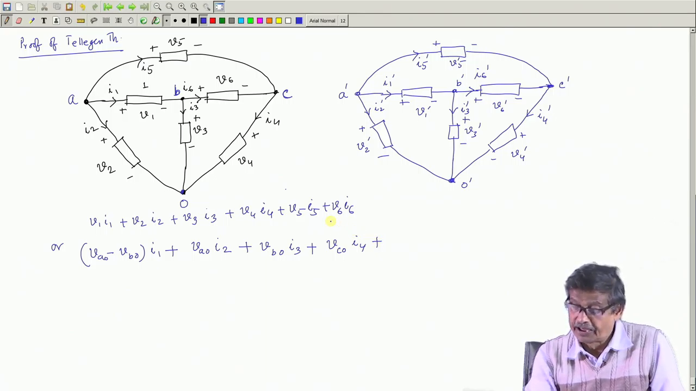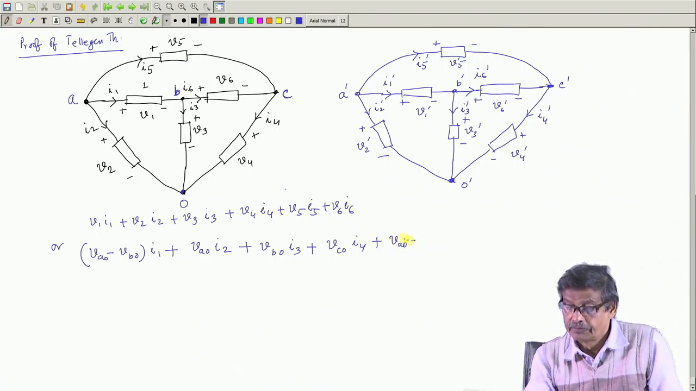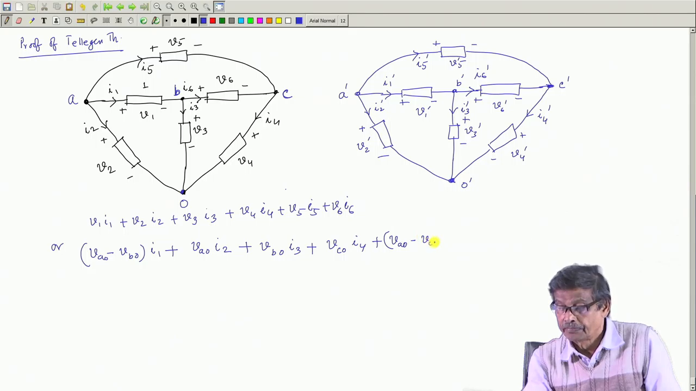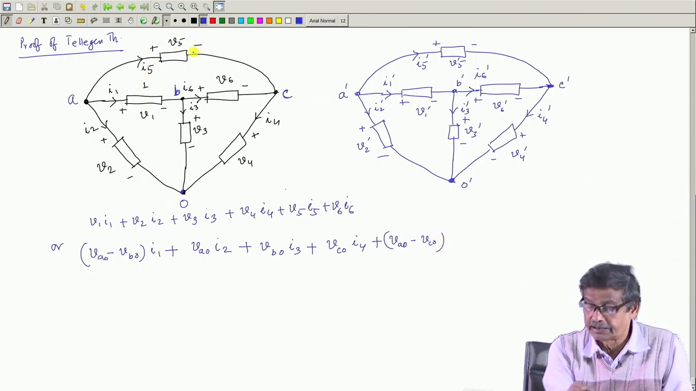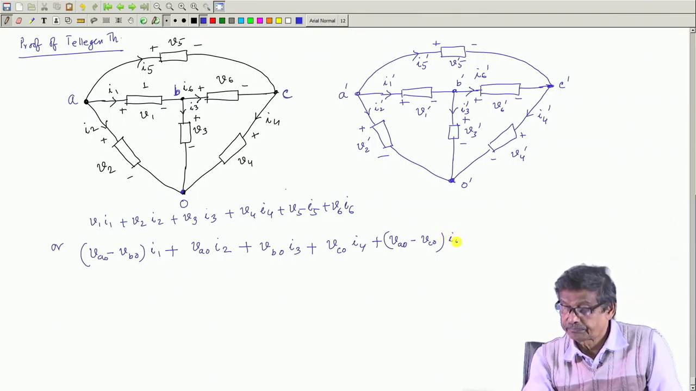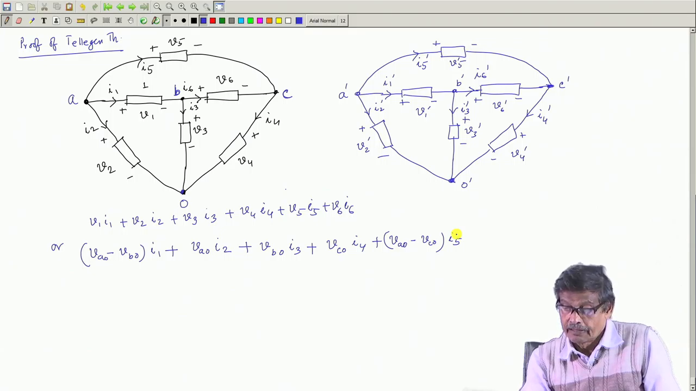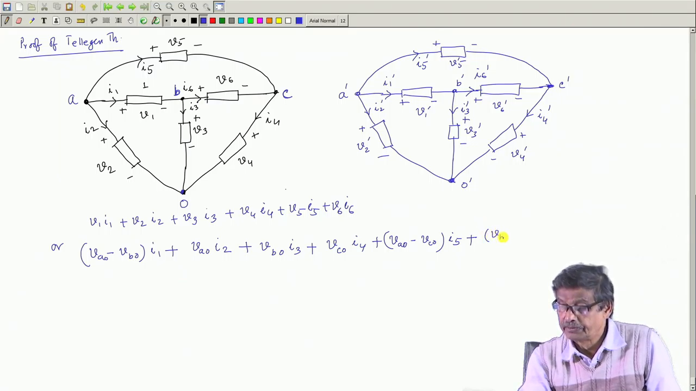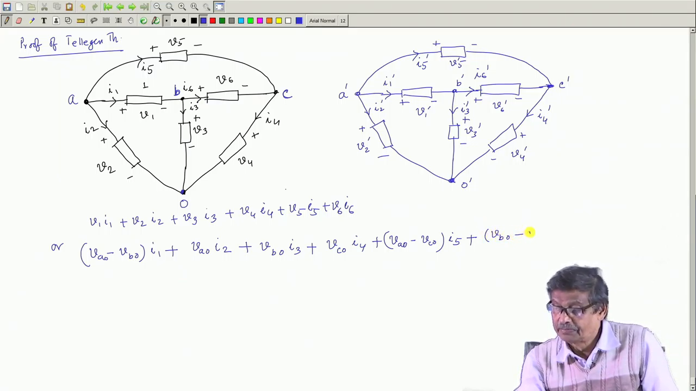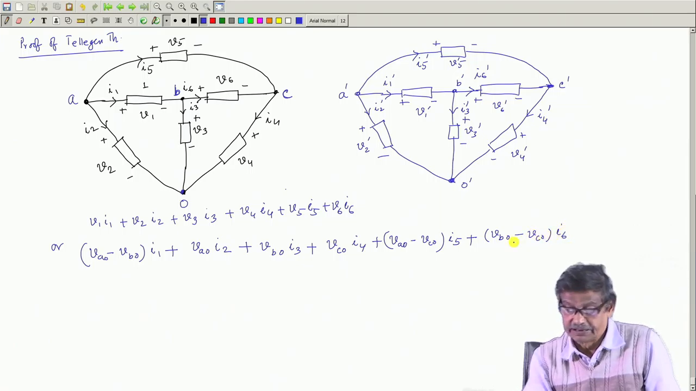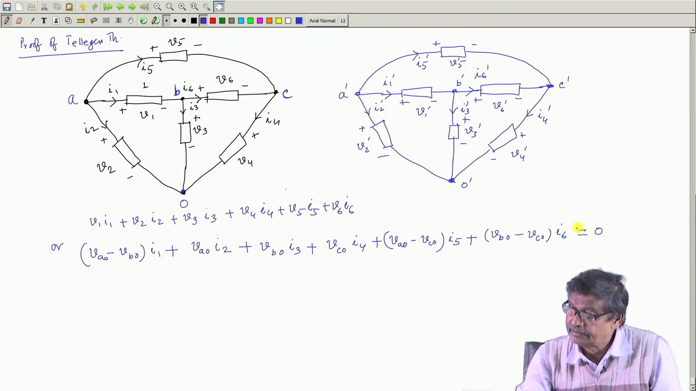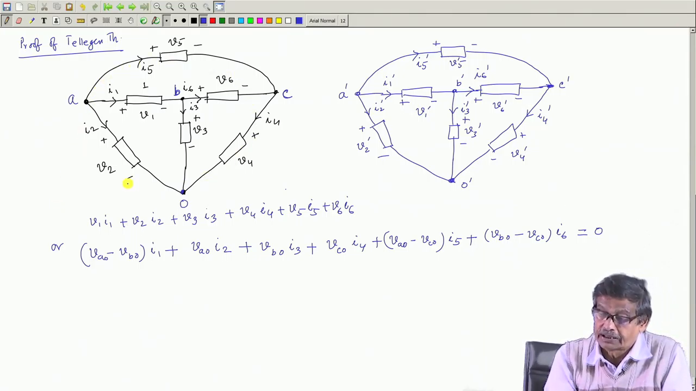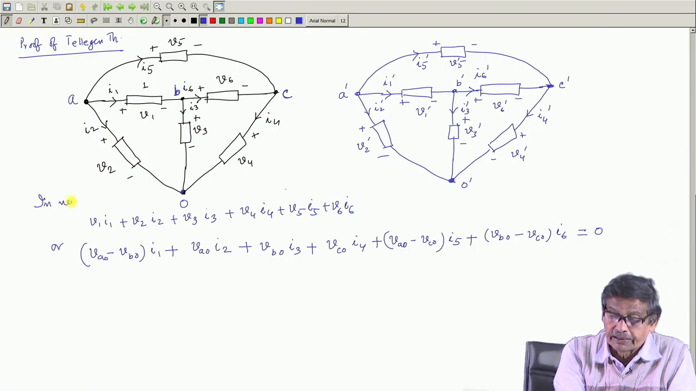And for element 5, it will be VA0. Direction of current I have assumed like this. So, VA0 minus VC0 is the voltage which will make this side plus, this side minus, into I5. And finally, the voltage across this element 6 is VB0 minus VC0 into I6. This will be the thing. And this I know is certain to be 0, because power absorbed by all the elements in this network, in network A.